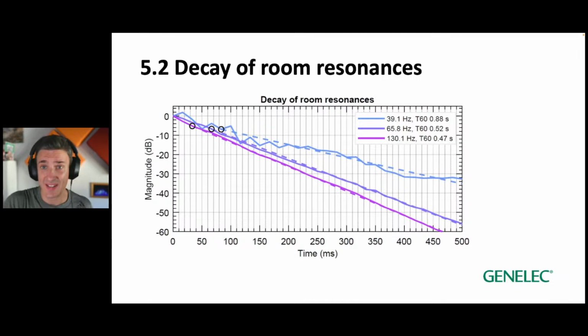And this is also where this term comes from, decay of room resonances. So once again, how long does it take? And you can see, for example, 40 Hertz and the T60 time, so until it's 60 dBs lower, would be 0.88. And then you see, for example, the higher frequencies like 130, they already are shorter. This is also just because of physics.